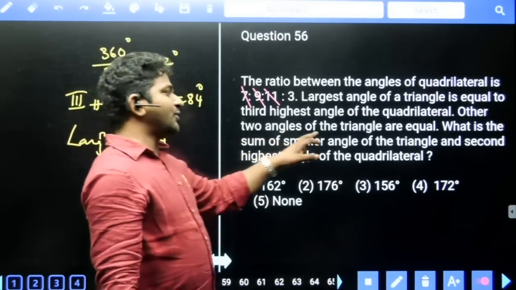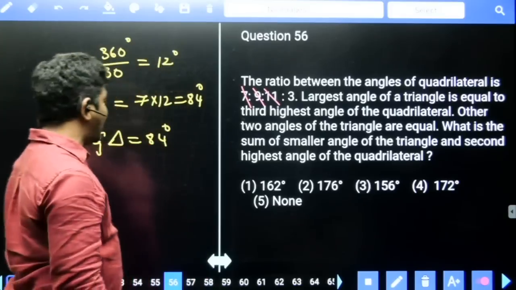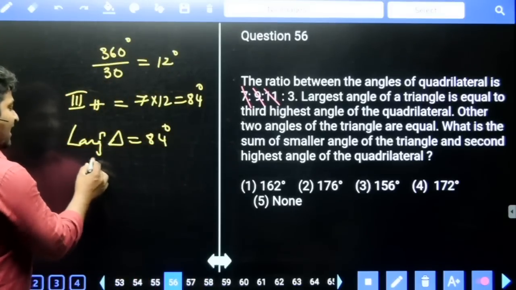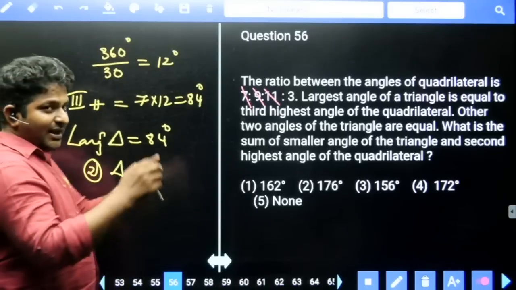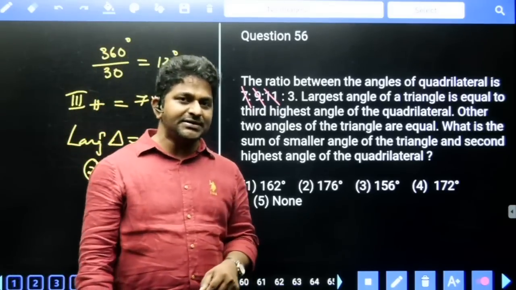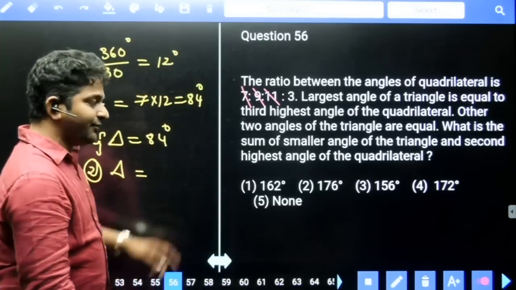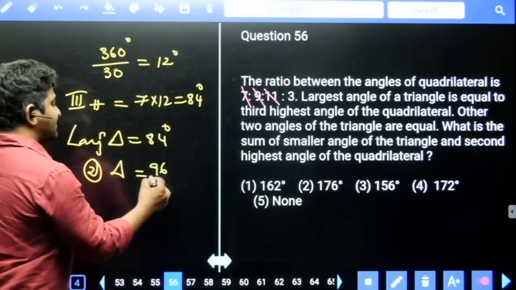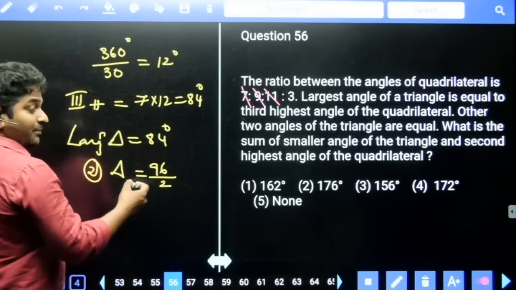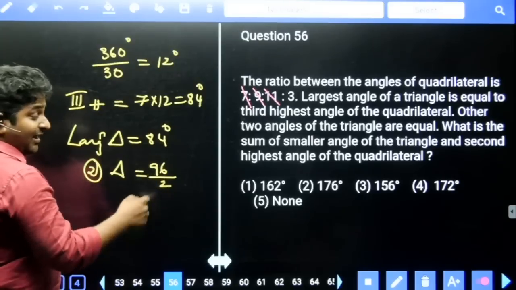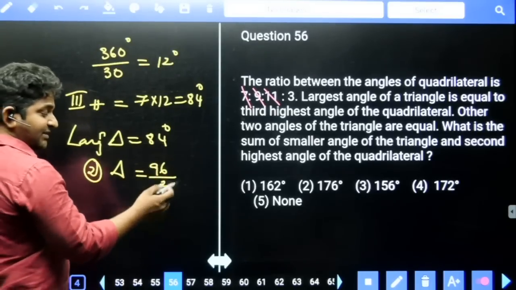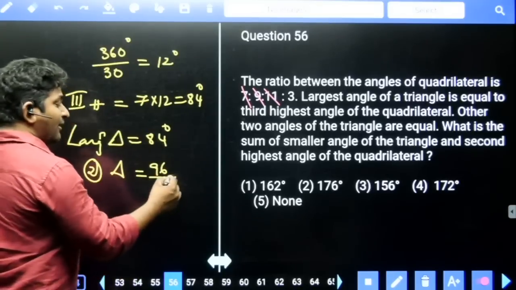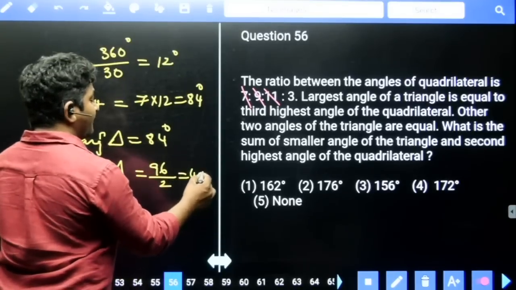Next, the other two angles of the triangle are equal. Okay. Now, the second angle in the triangle is equal to the remaining. The total angle in a triangle is equal to 180 degrees. Out of 180, we already have 84. Then the remaining is 96. Half of that, because the second angle and third angle are both equal. So when the sum of the other two is equal to 96, each angle should be half of that, which is equal to 48 degrees.